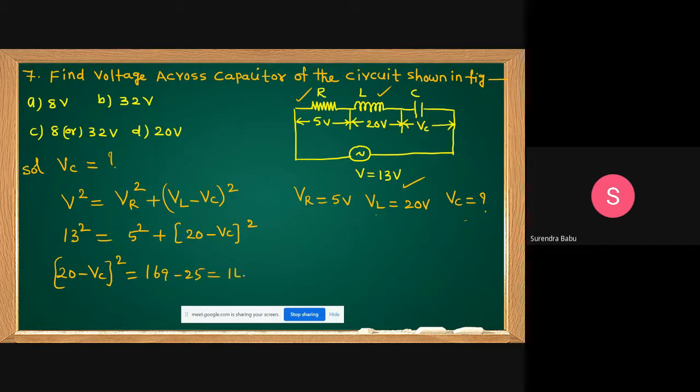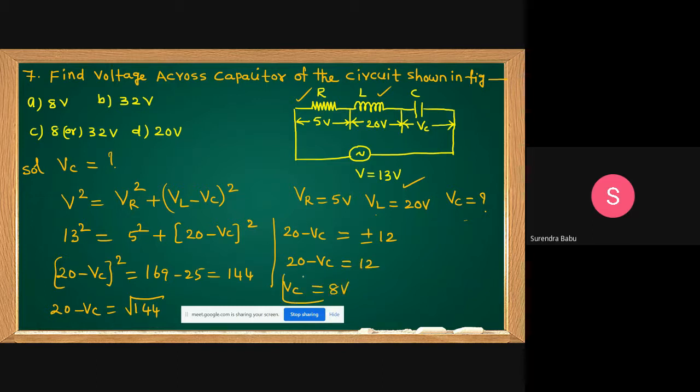This is 144. Then what is 20 minus VC? That is the square root of 144. But here I am assuming that 20 minus VC is plus or minus 12. The square root of 144 is 12. If only one condition is known, VL greater than VC, you directly take 12 volts. But I don't know whether VL is greater or VC is greater, so there are two values. If 20 minus VC equals 12, then what is VC, students? 8 volts. This is one possibility.